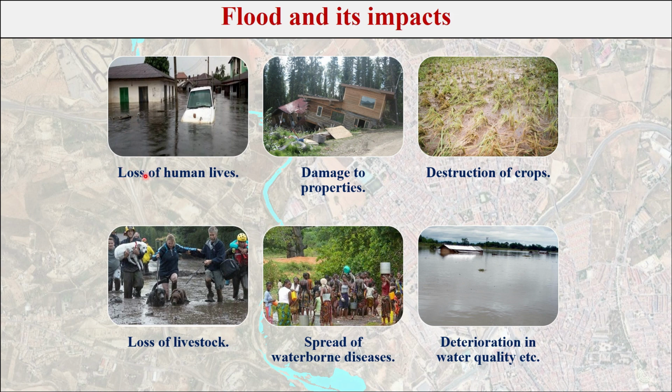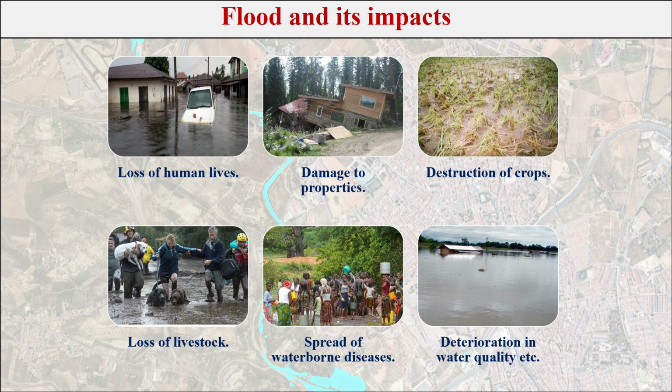First of all, you can see loss of human lives. Second one is damage to properties. Third one is destruction of the crops due to flood. The crop may be destroyed. And fourth one is loss of livestock. So many animals and livestock may get lost due to the flood.